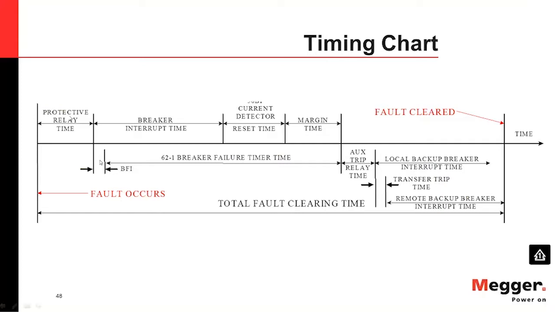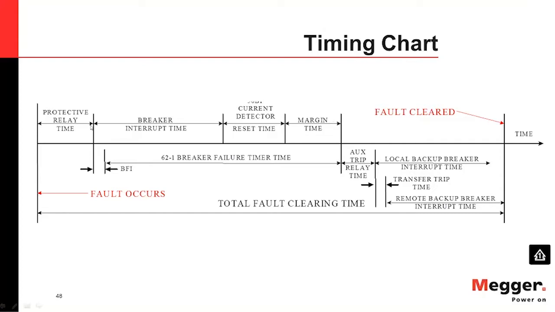So it is basically the protective relay time, which is when your relay operates. And then what is going to happen? This is the breaker interruption time, in which the breaker should open, and then it should reset everything, up to here.